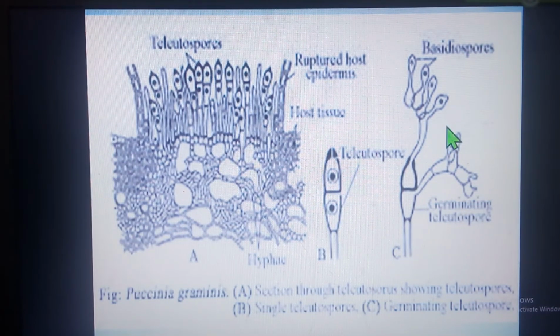So the teliospores also become exposed to the outside environment by rupturing the host epidermis. Just like the uredospores, when they grow, they divide and more spores are produced inside the host epidermis. The host epidermis will burst, it will get ruptured, releasing the spores to the outside environment. So same with the teliospore. Now the teliospores become exposed by rupturing the host epidermis.